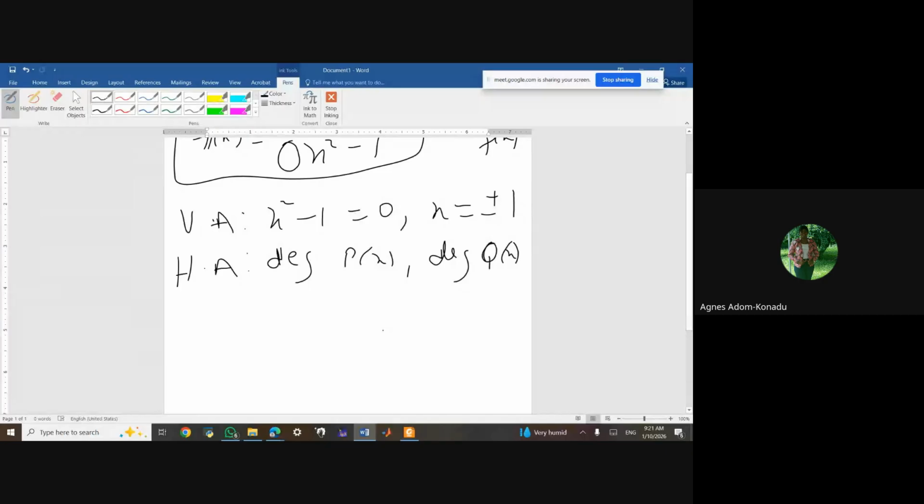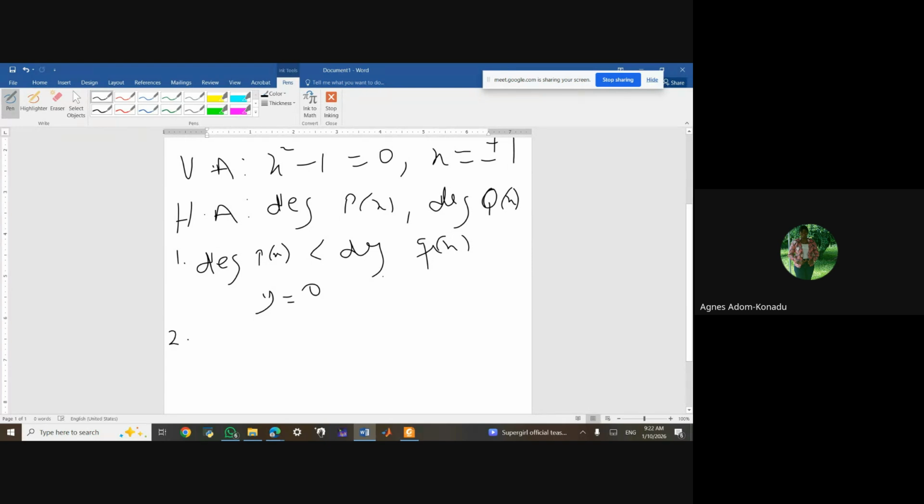Now, if the degree of P of x is less than the degree of Q of x, please take note. To find the horizontal asymptote, you look at the degree of P of x and the degree of Q of x. If the degree of P of x is less than the degree of Q of x, then your horizontal asymptote will be the line y equal to 0. This is a simple way of finding the horizontal asymptotes.